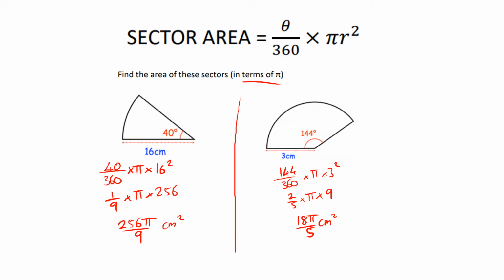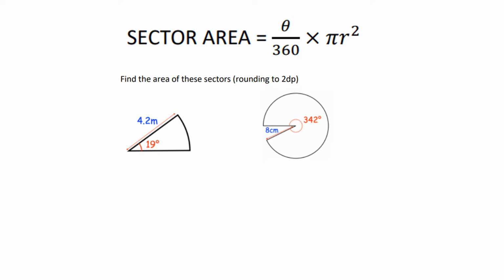Okay, what else can we do? Well, we could find areas in terms of rounding to decimal places. Same formula though, so we're not going to do anything too special here. So 19 out of 360, because our angle is 19, times pi times r squared, times 4.2 squared. Stick that in your calculator, and we'll get, rounding to two decimal places, that the area is 2.92 meters squared.